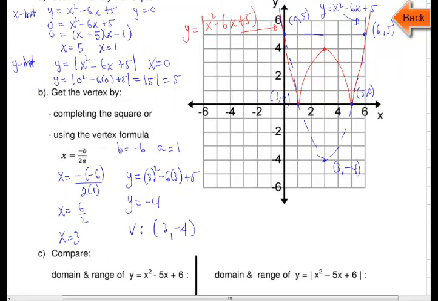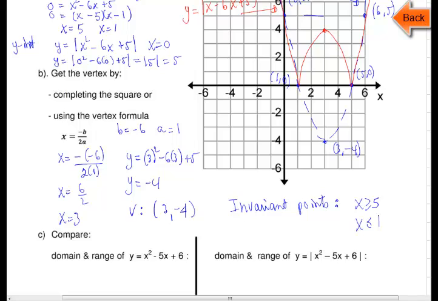Now our invariant points. Okay, so what part of the graph is exactly the same? All right, well, everything to the right of where x is 5, so x is greater than or equal to 5. And everything to the left of 1, so x is less than or equal to 1. Okay, that's where all of your invariant points are.